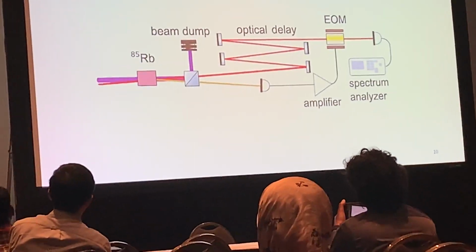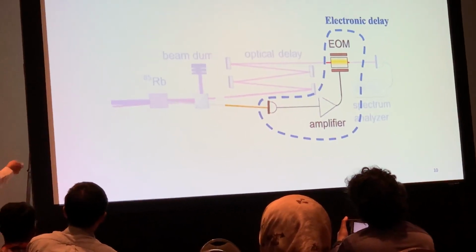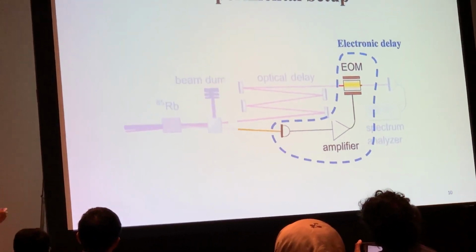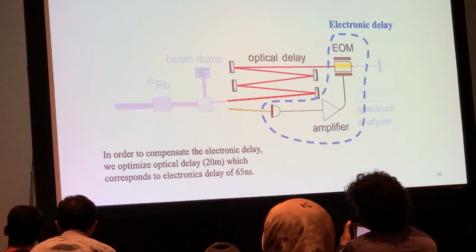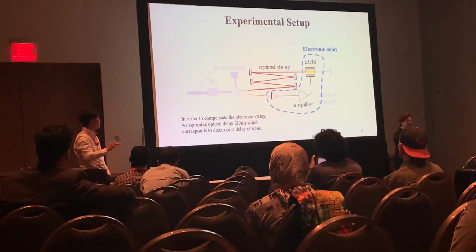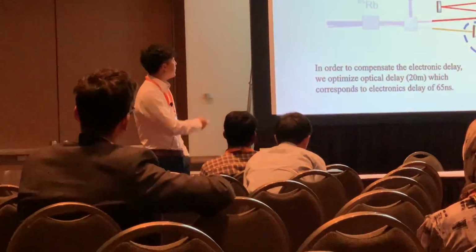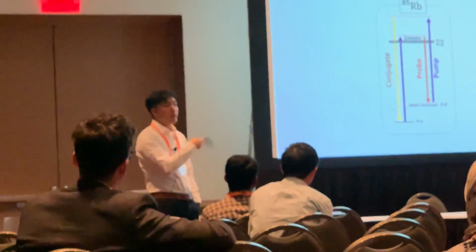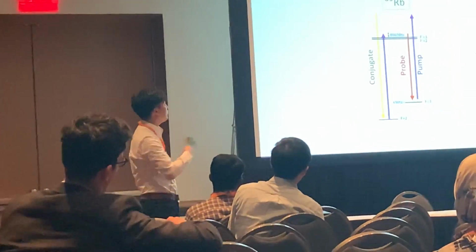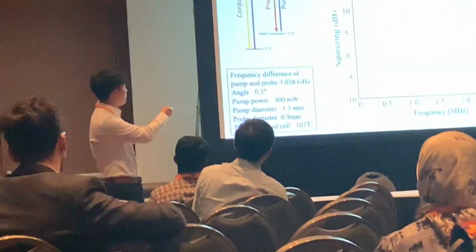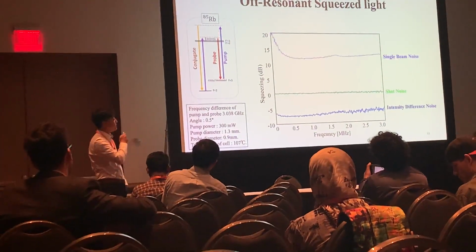In the feed-forward setup, you can see that there is an electronic delay, because the detector and amplifier introduce some delay. In order to compensate for the delay, we introduce an optical path. We optimized it to about 20 meters, which corresponds to about 65 nanoseconds of electronic delay. So we have two different cases: off-resonant single-mode squeezing and on-resonant single-mode squeezing. Looking at the off-resonant case first, we measure shot noise, intensity difference noise, and single beam noise.